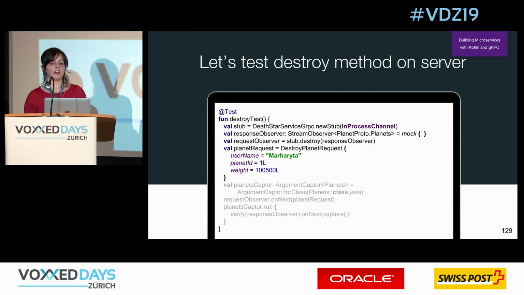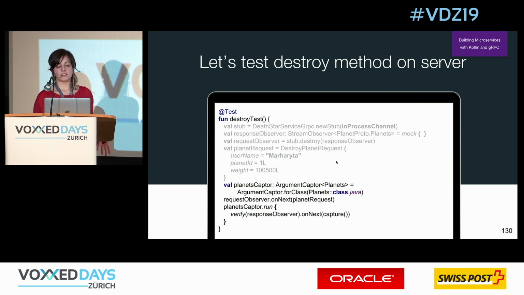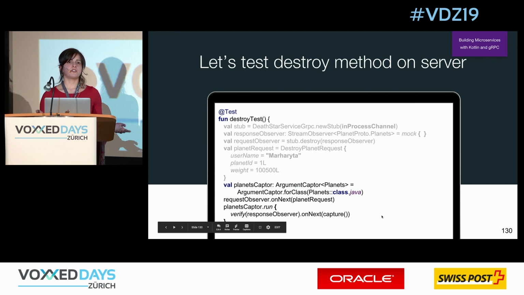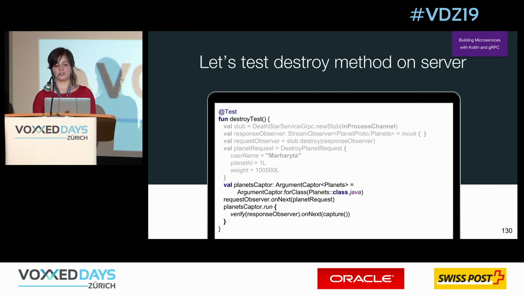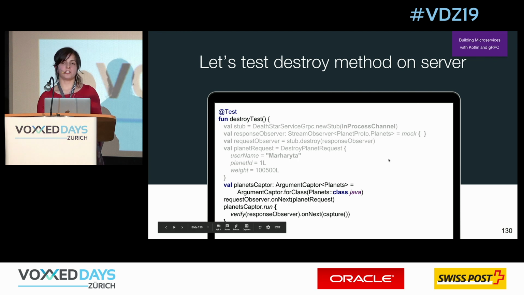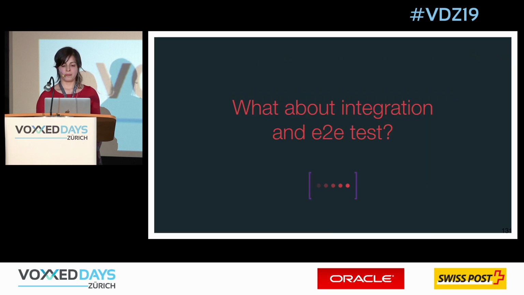Here is a simple example of how you can write tests. So you have some stub, you have some observers, and you actually call method destroy with this observer. And it's simple argument capture and all the verify stuff. So writing tests is simple because you're doing the same stuff as you did before. All you should know is about in-process server and channel builder, and that's all. But those were unit tests.